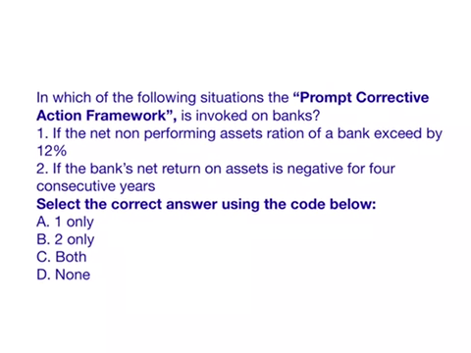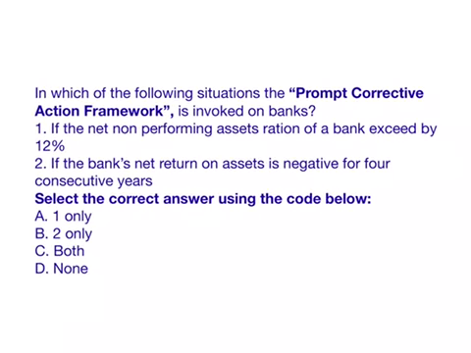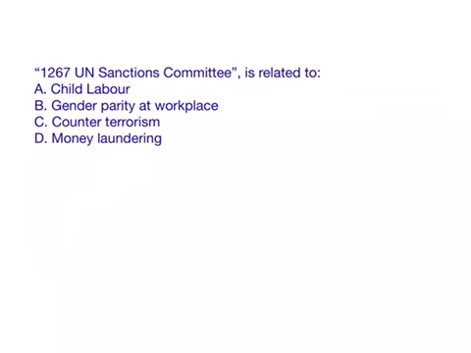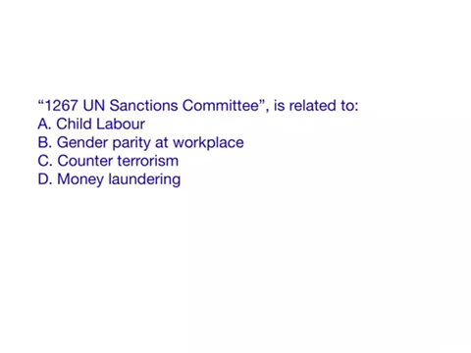Now let's look at today's prelims questions. The first one is related to the Prompt Corrective Action framework and the other one asks: the 1267 United Nations Sanctions Committee is related to which among the following? Try to answer these questions and tomorrow we'll see a detailed explanation for these questions.